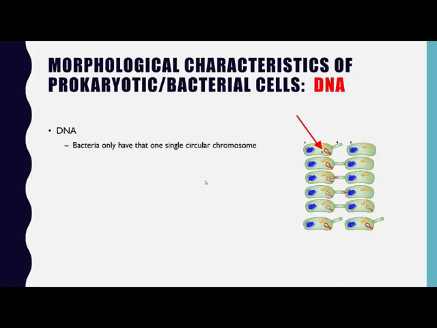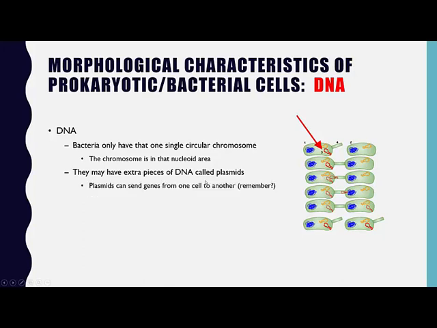So DNA again, bacteria have only one single circular chromosome. We saw that. The arrow shouldn't be here. It should be on the blue. The chromosome is in the nucleoid area here, but the extra pieces of DNA are called the plasmids. That's where the arrow is pointing. So there's a red and kind of a yellow-orange plasmid. Like I said, plasmids send genes from one cell to another. Remember that? We talked about that happening with the sex pilus, but they can do it even without a sex pilus, but we won't go there.